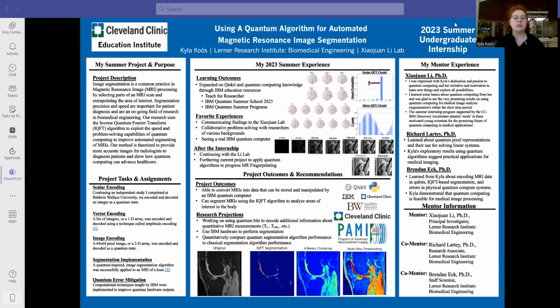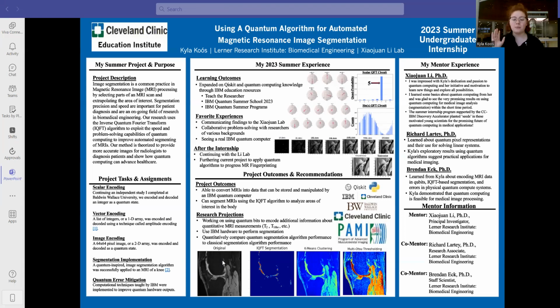So our research uses something called the inverse quantum Fourier transform, which I'll commonly refer to as the IQFT. This algorithm is used to exploit the speed and problem-solving capabilities of quantum computing in order to improve automated segmentation of MRIs. When you segment an MRI, you can do it manually, with this original image down below, which is an MRI of a knee. Let's say we wanted to focus on the cartilage. We could go into that image and manually cut out all of the pixels of cartilage, which would be very time consuming and it might not be very precise.